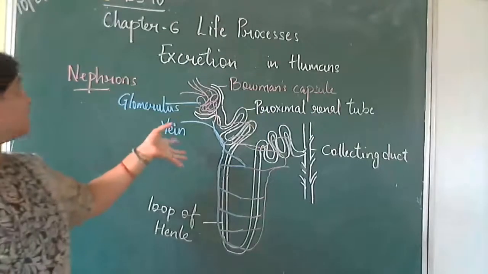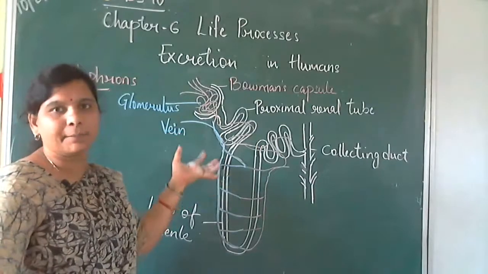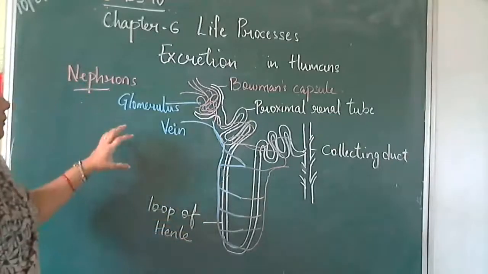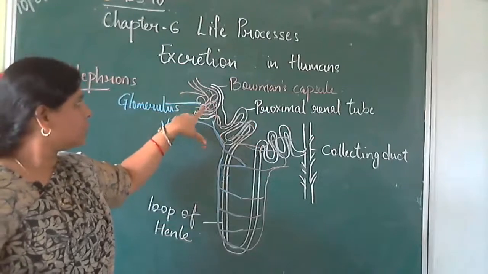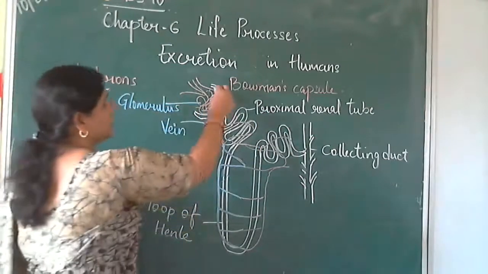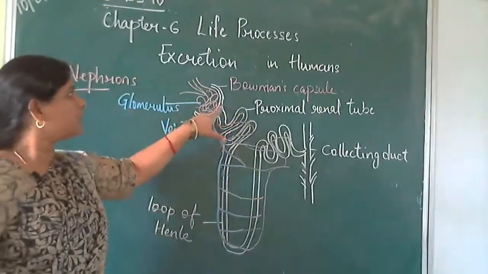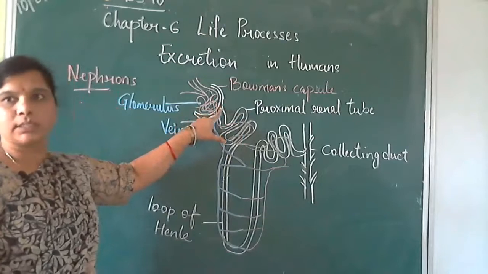So there are millions of such nephrons inside the kidney. Okay, many nephrons are inside this kidney. So what happens? As I've told you, the artery will branch out. As it is branching, the blood is filtered here. Okay, the blood gets filtered here and the filtrate is collected at the Bowman's capsule.